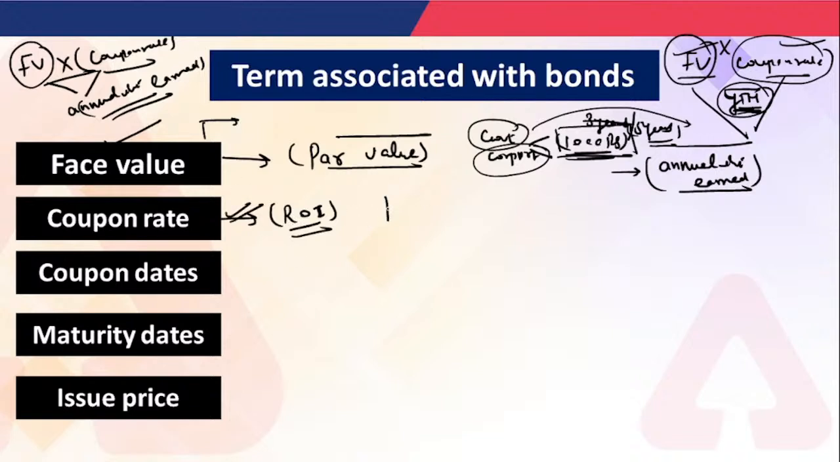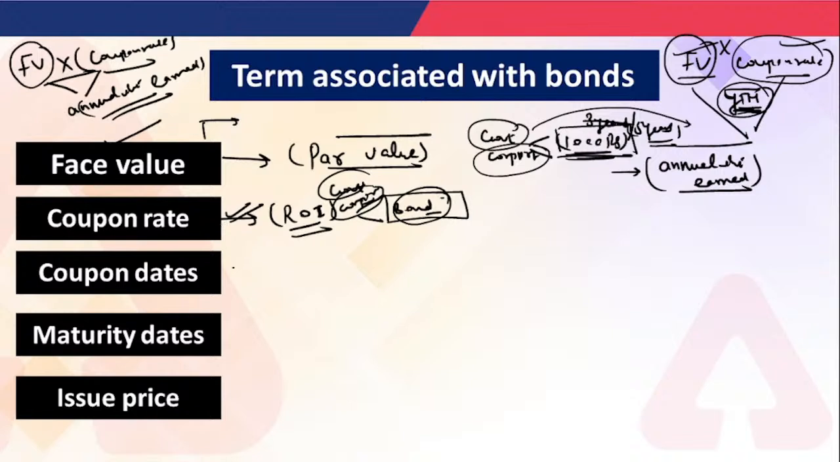Suppose this is a bond, and we are talking about the bond issuer. Who is known as a bond issuer? Government, corporations. That is basically known as a bond issuer. It pays the interest rate on the face value of the bond. So that is known as the coupon rate.